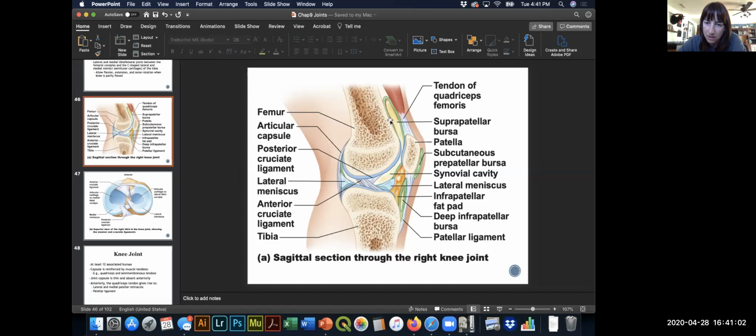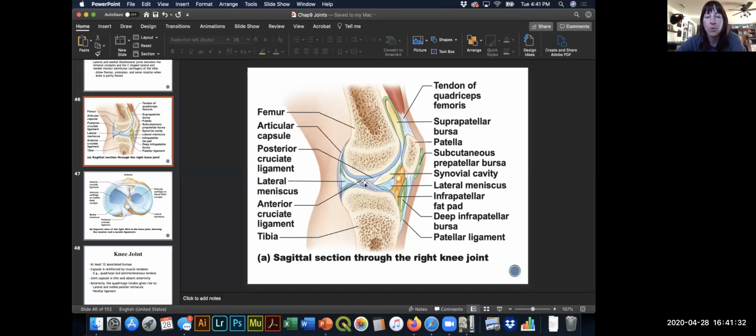This is also a bursa right here. And they are also full of synovial fluid. And they basically just allow, like in this instance, the skin and the patella to slip past each other. It allows this patellar ligament to slip over the rest of the knee joint. This one allows the quadriceps tendon to slip over the femur up here.